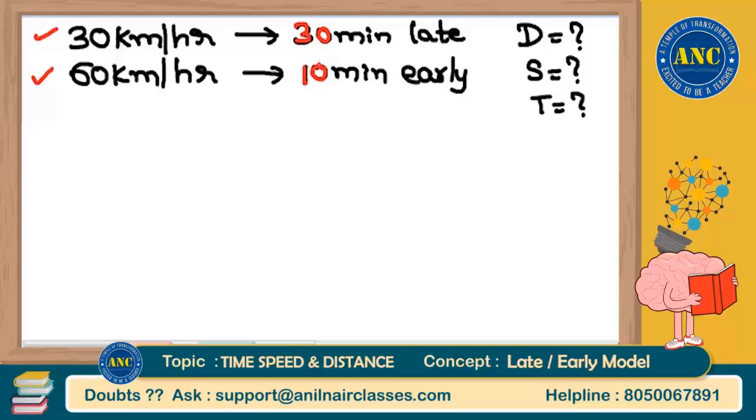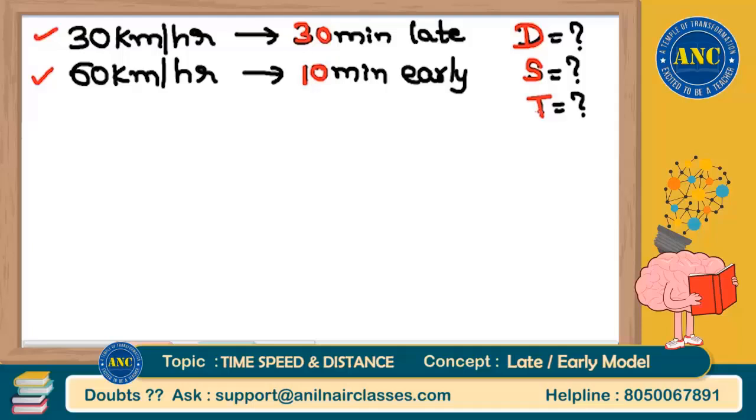If I have to be exactly on time, what is the distance I need to travel? What is the actual speed I need to travel with if I want to reach exactly on time? What is the actual time I will take to reach exactly on time? Actual distance, actual speed and actual time. That is what is asked in this question. I hope the idea is clear, sir.